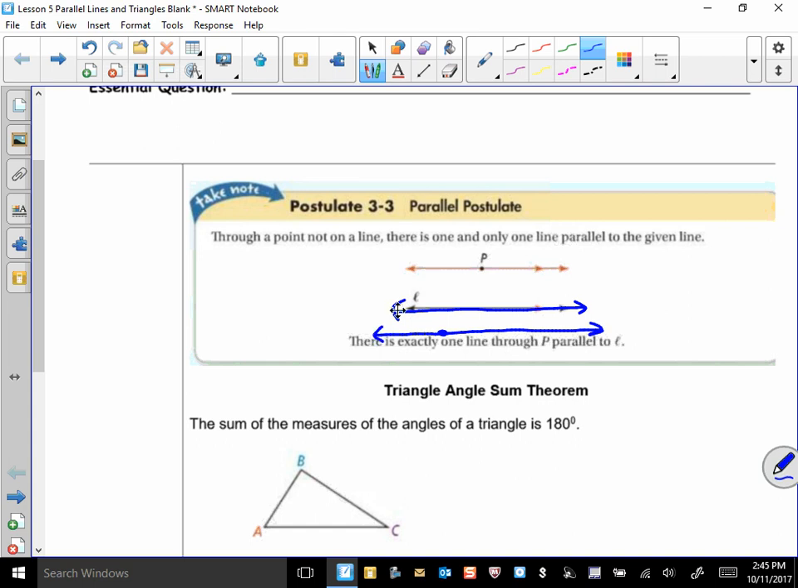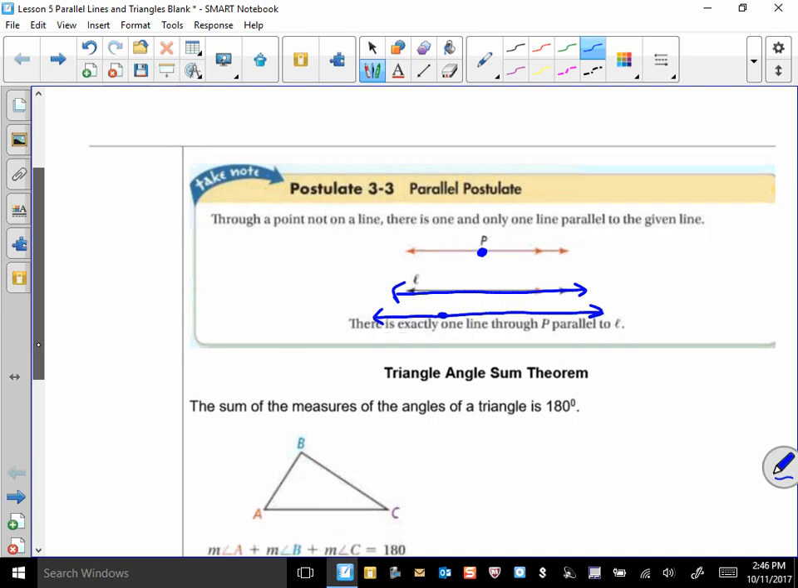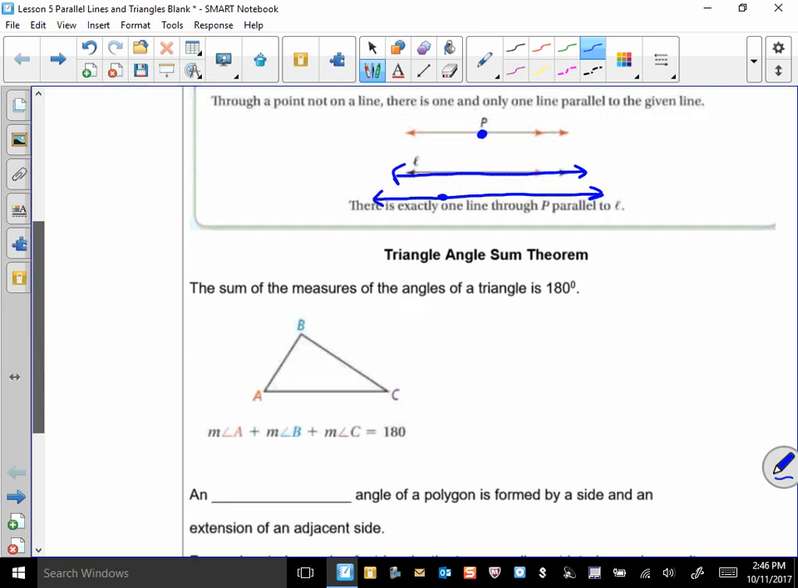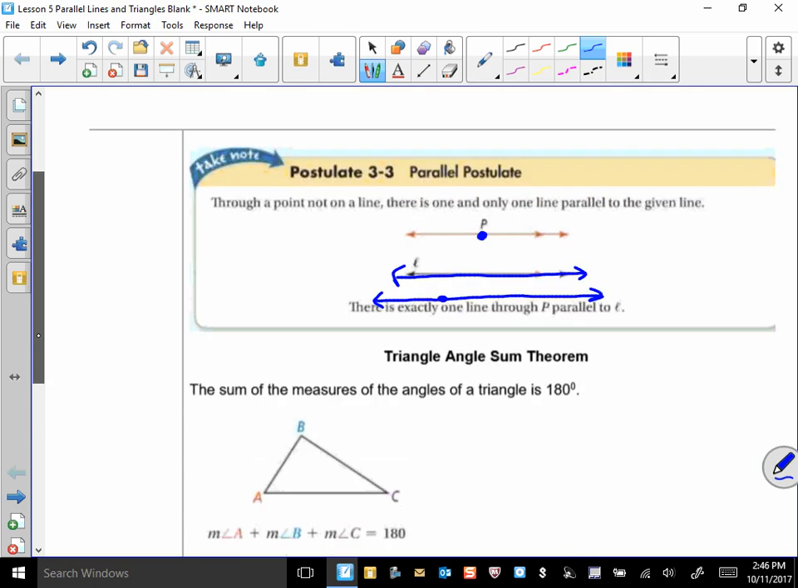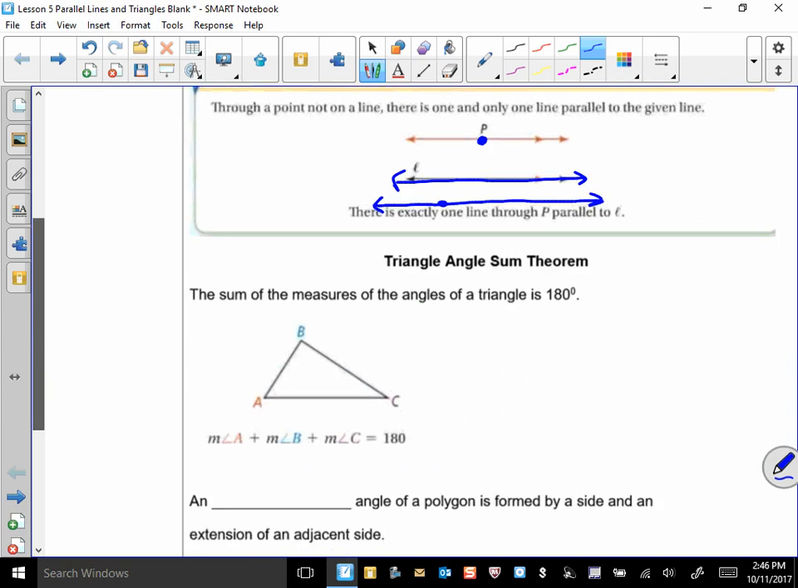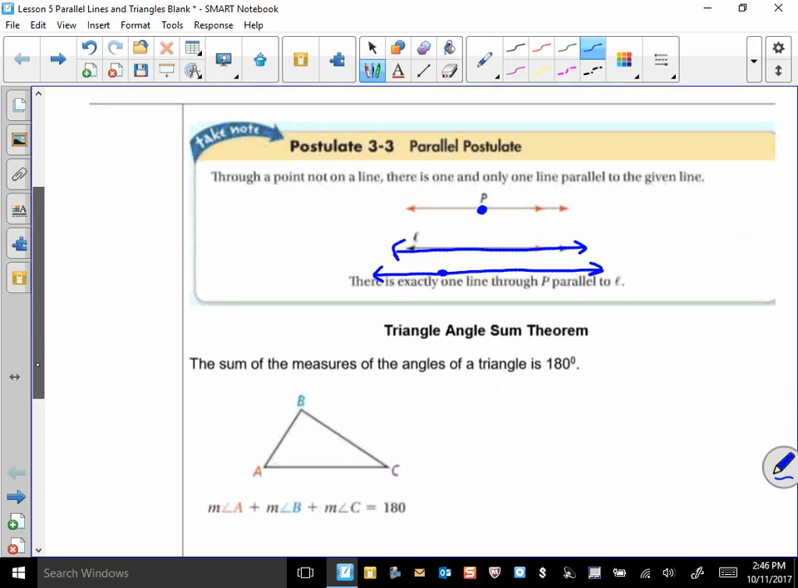So in this case, it was P. I can pick another point somewhere else. No matter where I pick the point, there's only one line that will go through that point I pick that will be parallel to my given line. Okay, so I'm not going to work the proof of this triangle sum theorem, but it does use that parallel postulate in it, and that's why we have this little lesson in here.